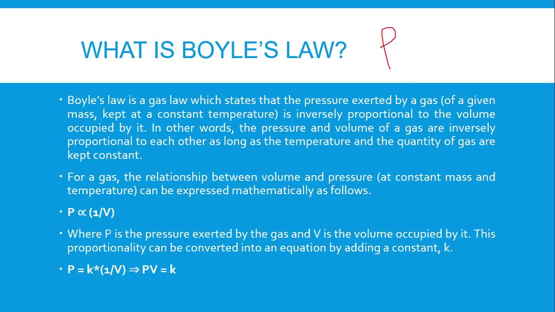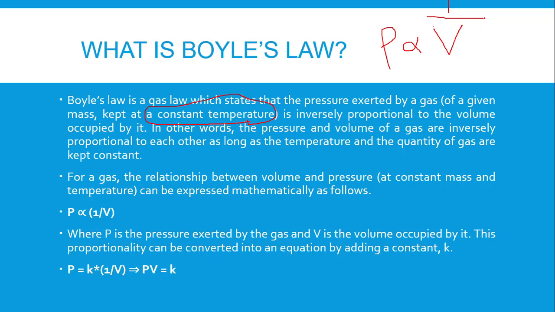exerted by a gas of a given mass kept at a constant temperature. So we're keeping temperature constant. So that basically means that this will be a relation between volume and pressure. So the other quantity is volume, and pressure is inversely proportional to the volume occupied by it. That if the pressure is large, that means at constant temperature the volume is low. In other words, pressure and volume of a gas are inversely proportional to each other as long as the temperature and the quantity of the gas is kept constant.